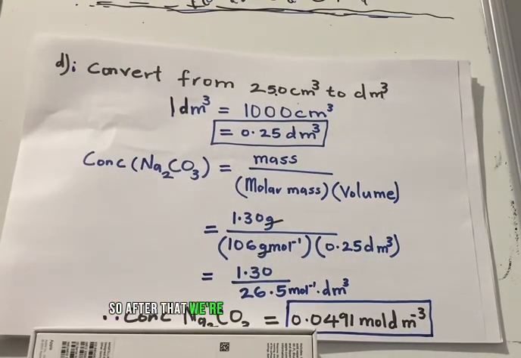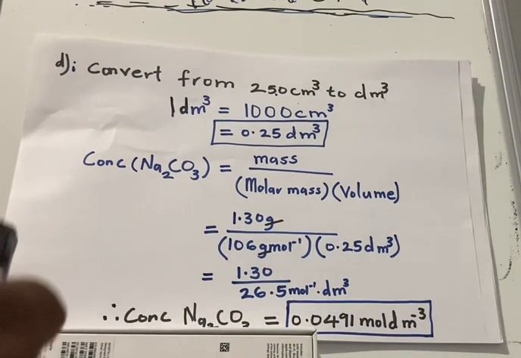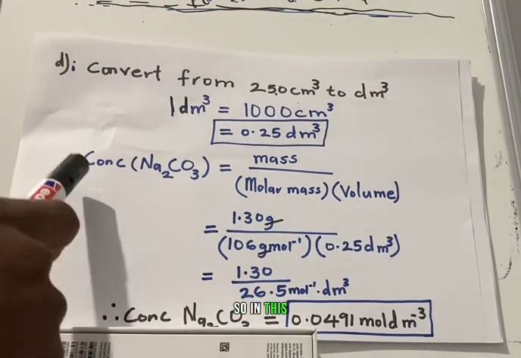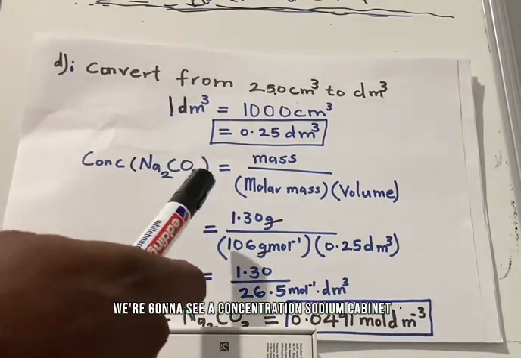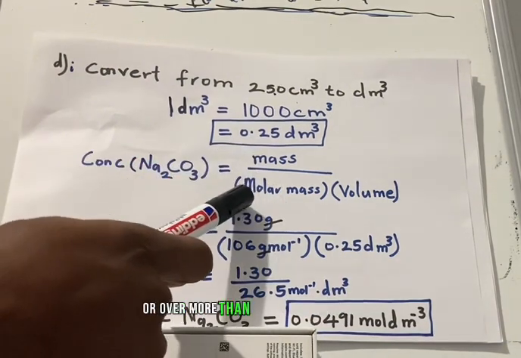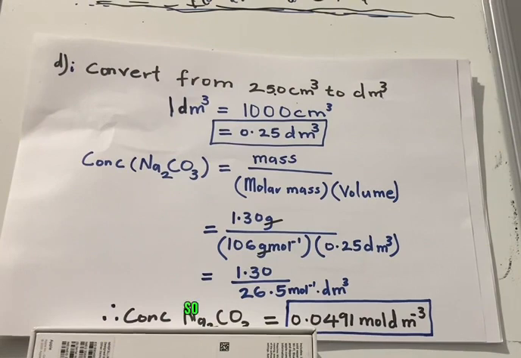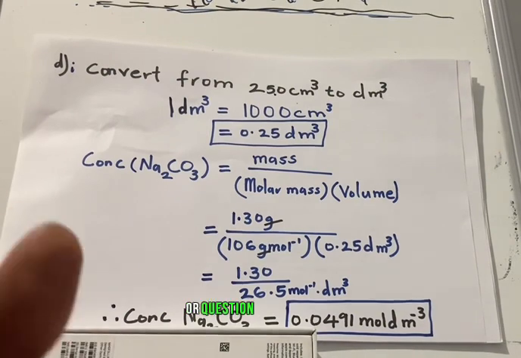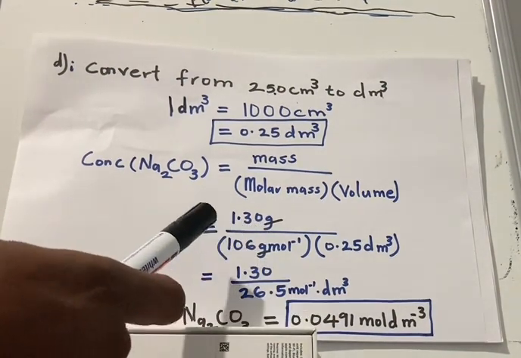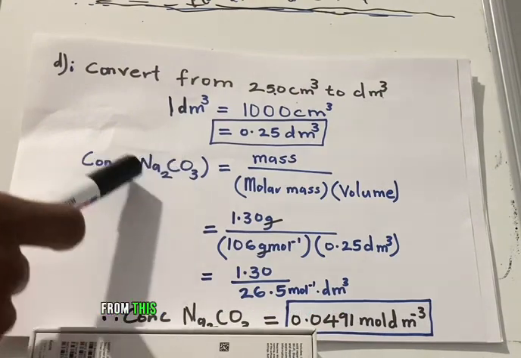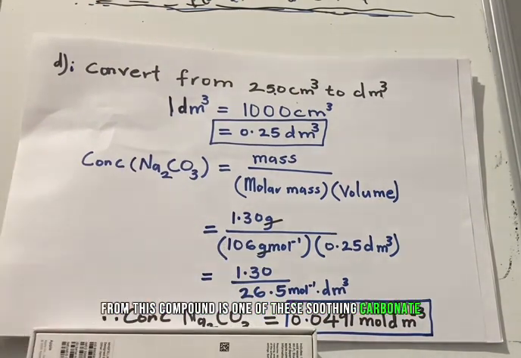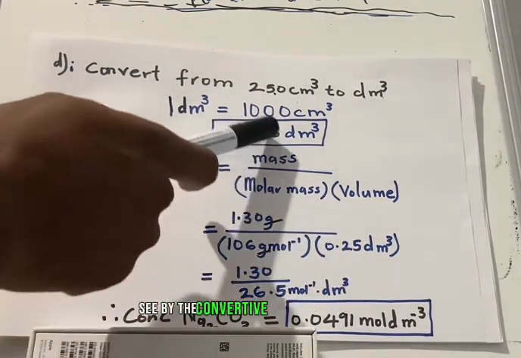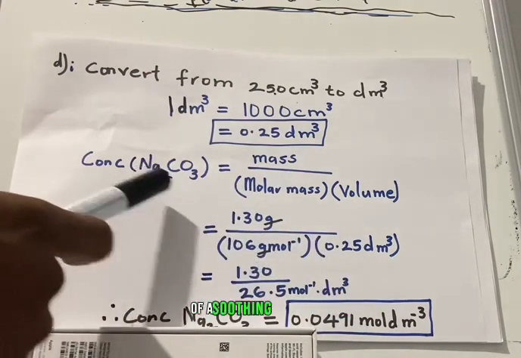After that, we're going to use our molarity formula. Molarity is mass over molar mass and volume in this case. So we're going to say the concentration of sodium carbonate will be equal to the mass over molar mass times volume. The mass given in our initial question was 1.30 gram, and the molar mass of this compound, sodium carbonate, is 106, and I did this in my last video. So we're going to times it by the converted value of the volume of sodium carbonate.